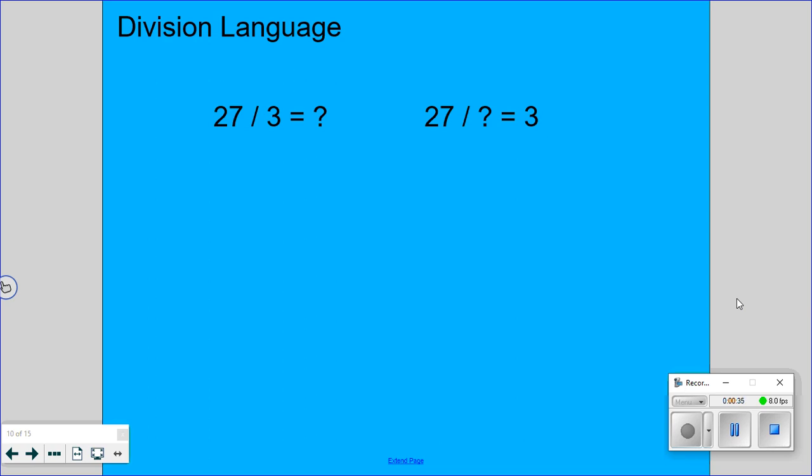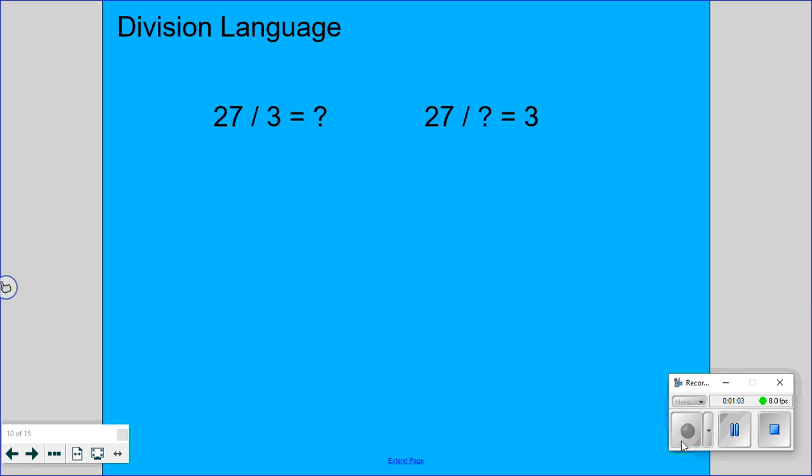So our title today is going to be Division Language. We're going to be reviewing the language of division. What does that sound like in English? What does that look like? And then we will review some of our strategies. So if you would please go ahead and write the title down. You will need to write these equations, but I would give some space because we're going to be translating them into English.